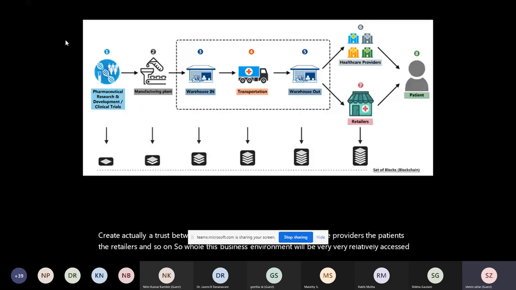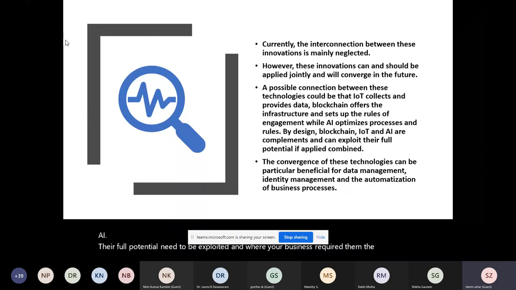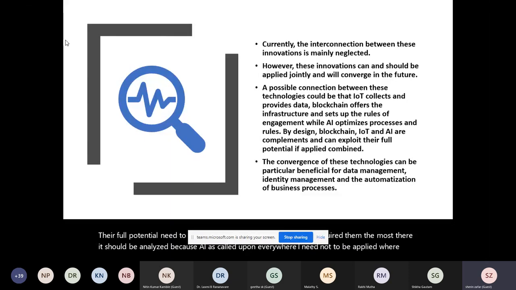Then the importance is that you need to specify that these things are to be used jointly, and by designing blockchain, IoT and AI, their full potential needs to be exploited, and where your business requires them the most, it should be analyzed. Because AI need not be applied everywhere. Where analysis is very much required, where visualization is very important, where predictive analysis is very important, there AI should be applied.